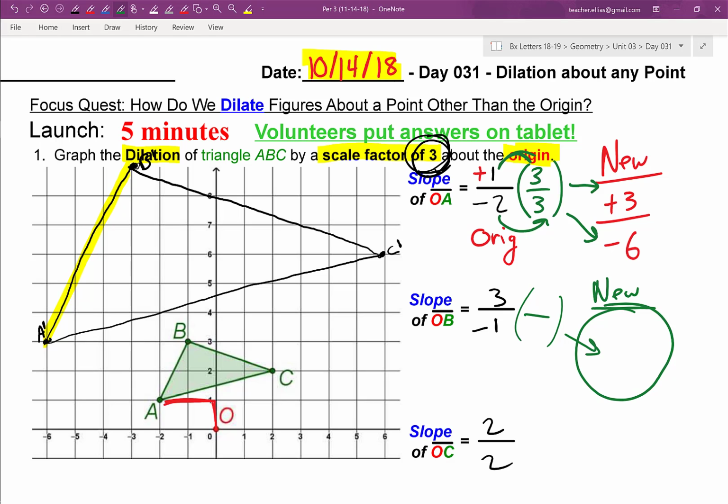So what's our new slope? Positive or negative? So what this means, and this is literally today's lesson, is this other method of looking at slope, using your scale factor with multiplication, and then creating a dilated slope. That's what we're doing today.